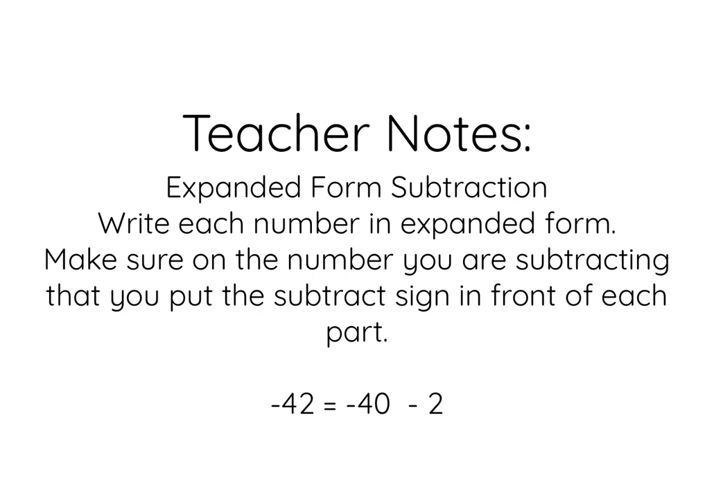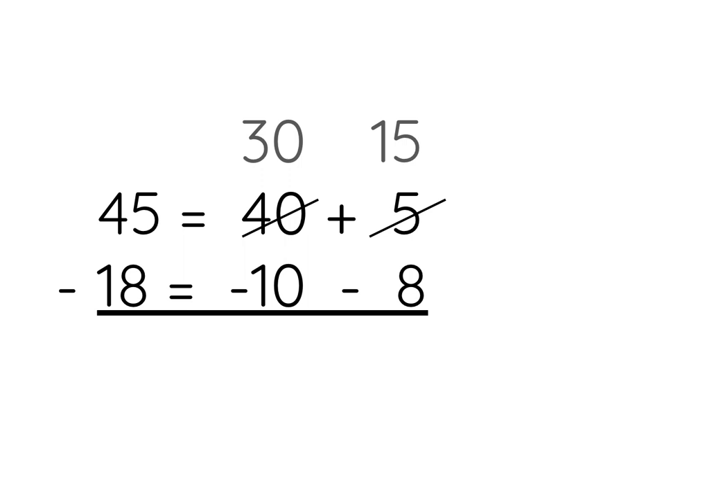First of all, when we do expanded form subtraction, you need to remember how to write your numbers in expanded form. Also, make sure on the number you are subtracting that you put the subtract sign in front of each part, just like I have done in the example here. So if you are subtracting 42, you're going to set that equal to minus 40 minus 2, because that has the same value. All right, let's get ready to work.